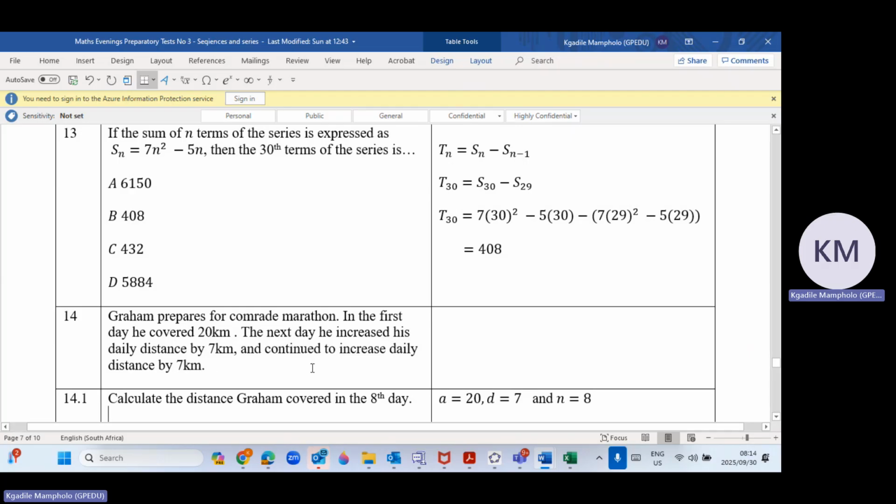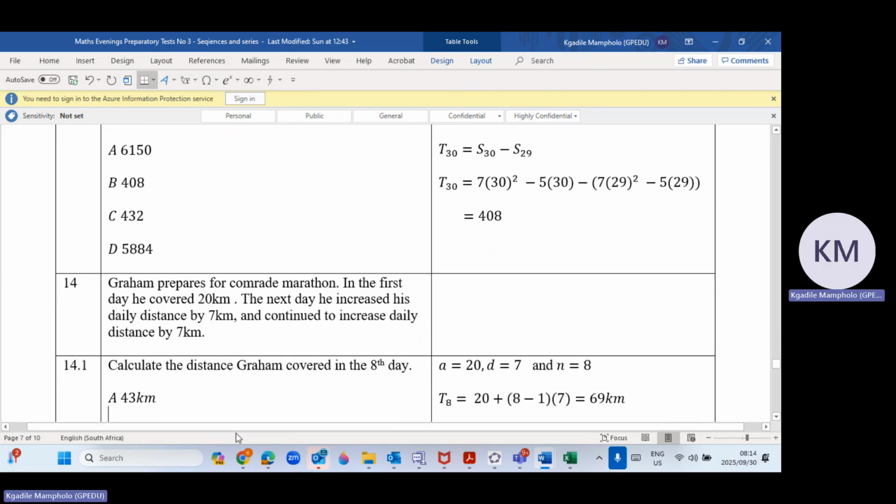So in this case, you say increase the daily distance by 7 kilometers. So it means Graham adds 7 kilometers every day. Then this will be our arithmetic. Then remember, in a word problem, when you talk about the first or the initial, you know that is A. That is why the distance covered in the first day is 20 kilometers. When you see the word first, it means that this 20 will be your A. And then your common difference is 7.